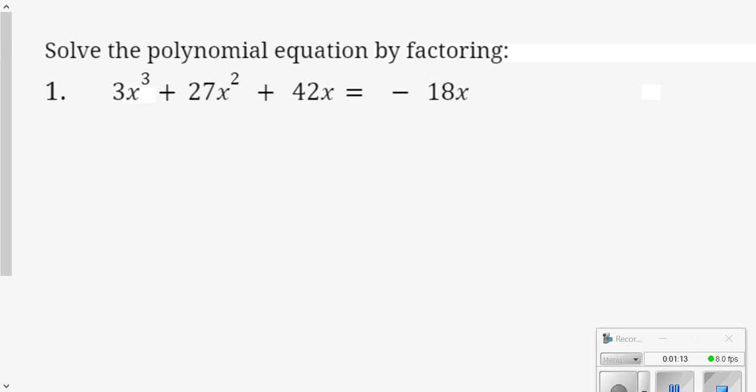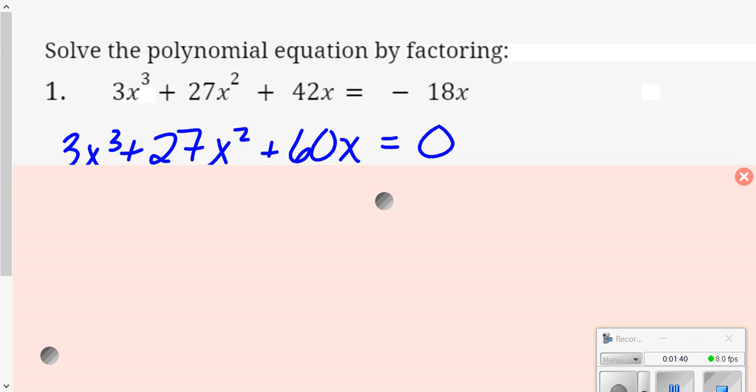Okay, so here's the first one. This one says solve the polynomial equation by factoring. Before you factor, you have to have equals 0. The whole purpose of factoring is that you have things multiplied together equals 0, which means that one of the things has to be 0. So 0 is a critical piece. For this to be set equal to 0, we're going to move this 18 over by adding 18 to both sides. So that will be our first step. When we do that, we combine the 42x with 18x to get 60x. Then we want to start factoring.